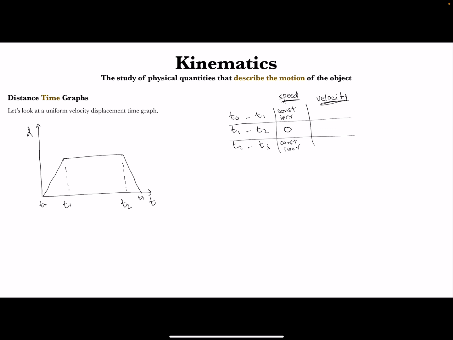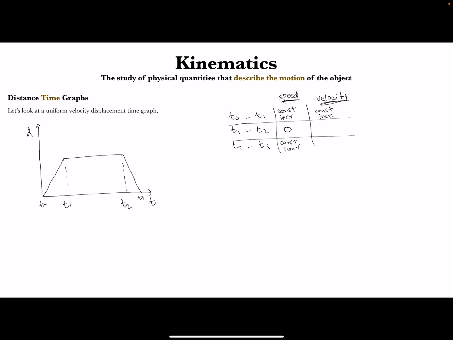Now, what about velocity? Well, velocity, the direction matters, remember? So from T0 to T1, when I'm moving up, let's say moving up, I'll consider that as positive. So, it's constantly increasing.